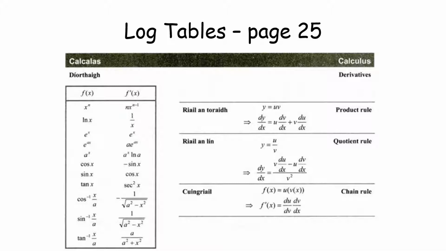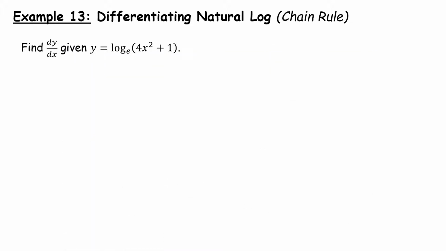So, back to our log tables again, and we're going to look at our final rule from this page, which is differentiating the natural log. So, ln x, a natural log, or it can be log to base e of x. So find dy dx given log to base e of this. Now again, this is a version of the chain rule. In my log tables, start with y is equal to log to base e of 4x squared plus 1. In my log tables, it has just given me a log to base e of x.